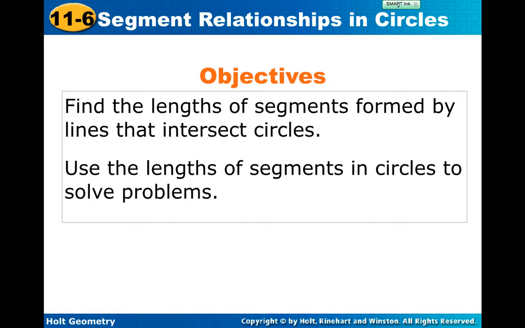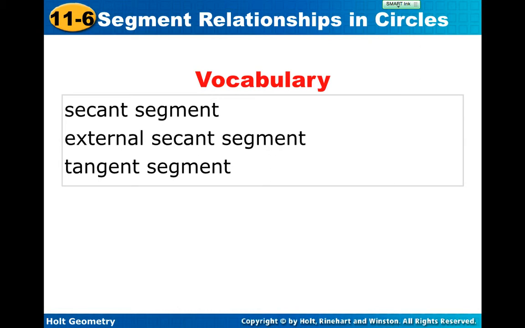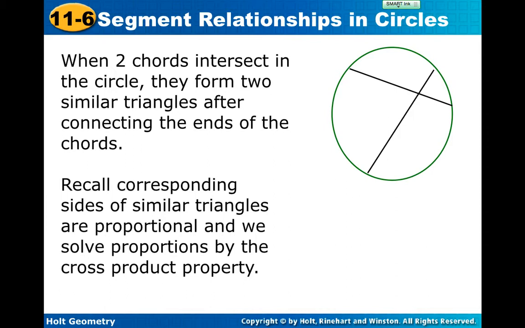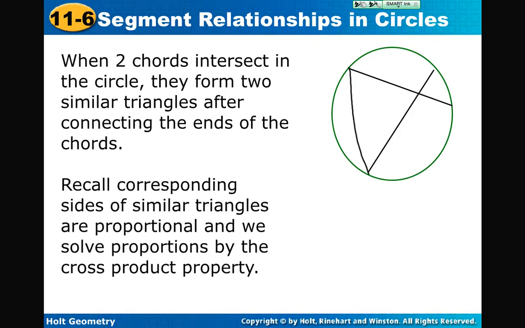All right, so segments that intersect in circles, we're going to have secant segments and tangent segments in our diagrams. The first one we're going to start out with would be two chords. When two chords intersect in the circle, if we connect, there will be two similar triangles. And what I'm doing here is kind of showing you where the theorem's coming from. Okay, so just listen with me here, or think with me. If I connect the ends of those chords, we have two triangles.